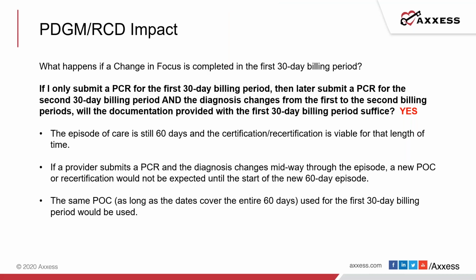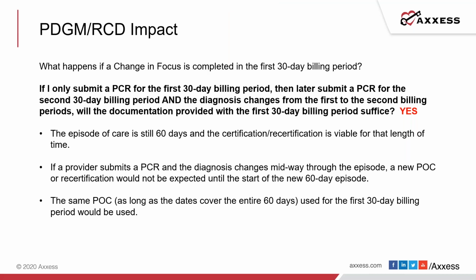And so the question specifically says, if I only submit a PCR pre-claim review request for the first 30-day billing period, then later submit a PCR for the second 30-day billing period, and the diagnosis changes from the first to the second billing period, will the documentation provided with the first 30-day billing period suffice? And Palmetto's answer to that is yes. The reason is that the episode of care is still 60 days, and the certification or recertification is viable for that length of time.